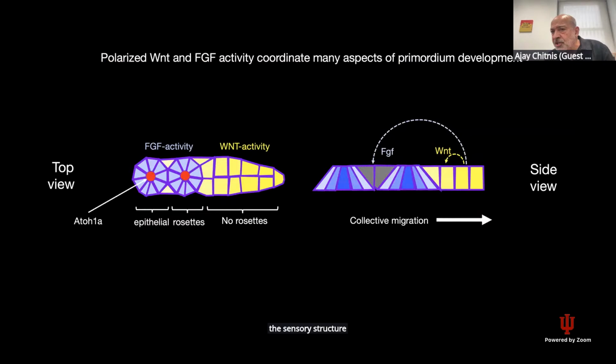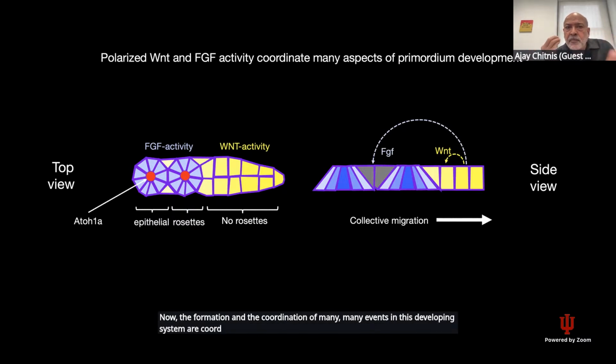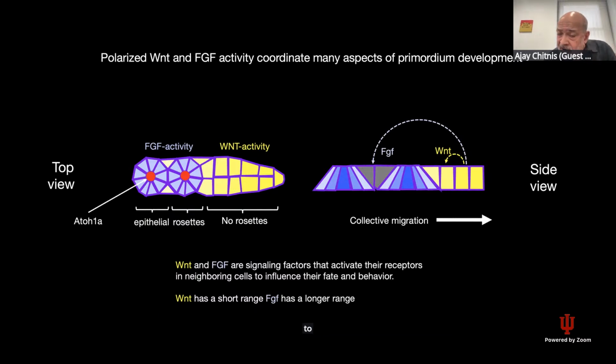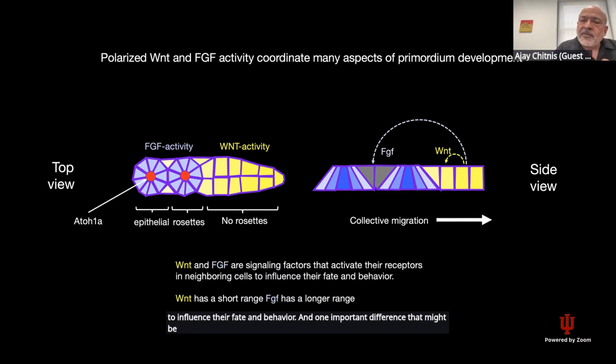Now, the formation and the coordination of many, many events in this developing system are coordinated by the polarized activity of two signaling systems in the primordium, Wnt and FGF. So Wnt and FGF are simply signaling factors that activate their receptors in neighboring cells to influence their fate and behavior.